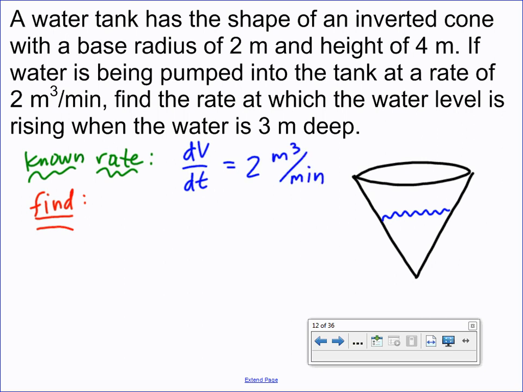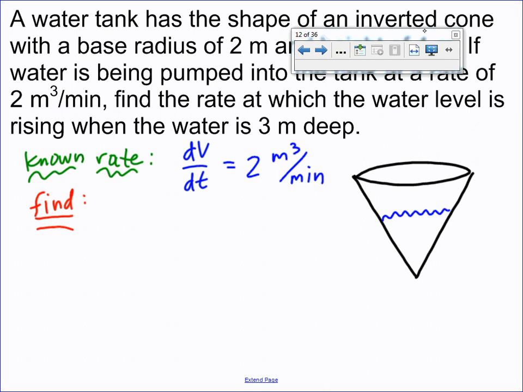Thank you. What rate are we trying to find? Well, for that, we probably need some more stuff. If we want the rate at which water level is rising, we need a variable to represent the water level. So what might make sense for that? We could do maybe H, if we want to do H for height of water.